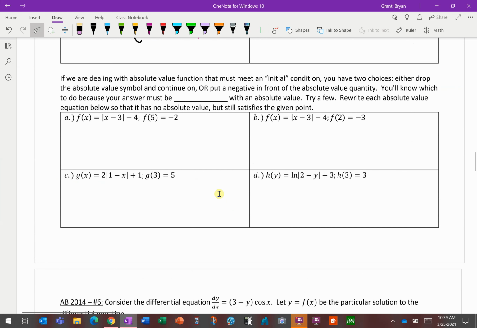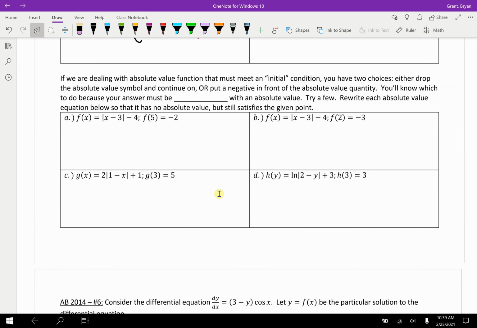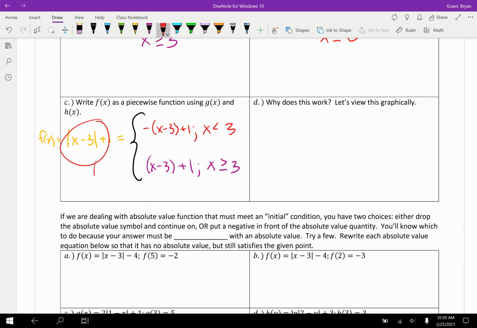How are we going to put this into use? Well, if we're dealing with an absolute value function that has to meet an initial condition, you're going to have two choices here. Choice number one is you can drop the absolute value symbol and continue on, right? So that would be equivalent to saying, instead of absolute value, I'm just going to look at this linear function without absolute value. We're going to just call it, parentheses, didn't change anything. But option two is you might have to put a negative out front. Because to get rid of absolute value is a tricky process, so if you can rewrite an equation without the absolute value, you should be golden.